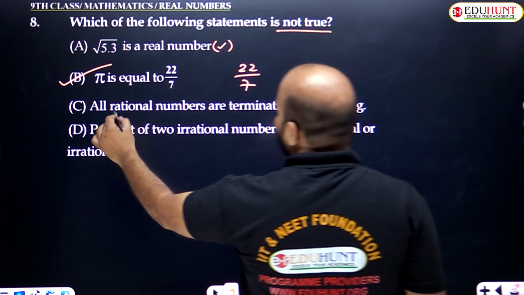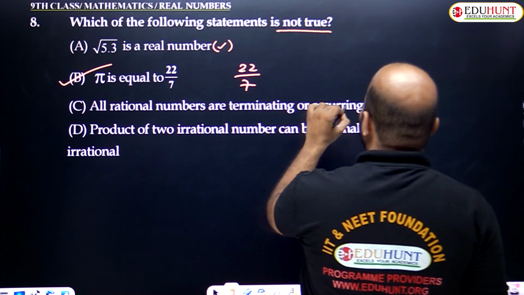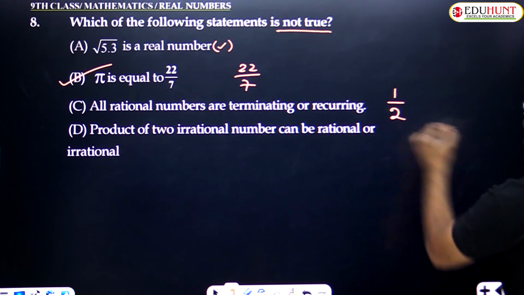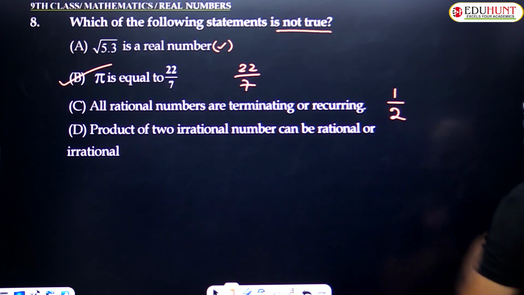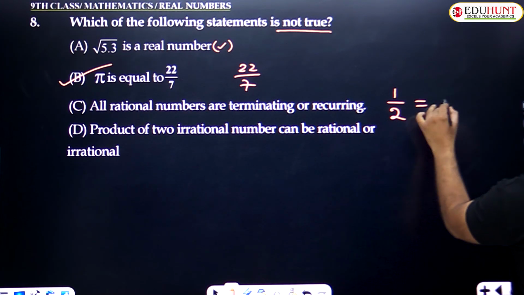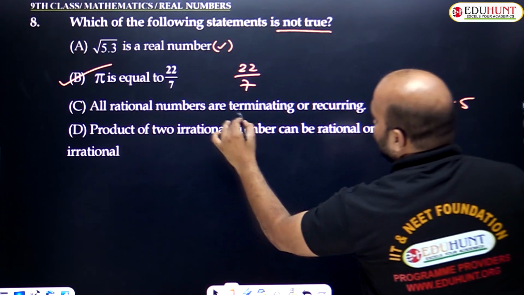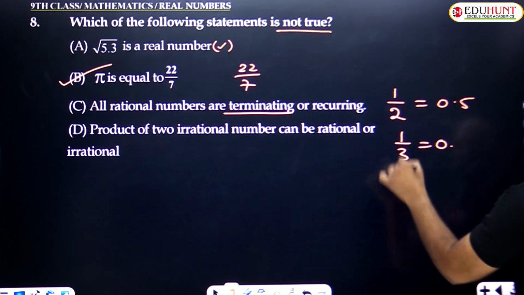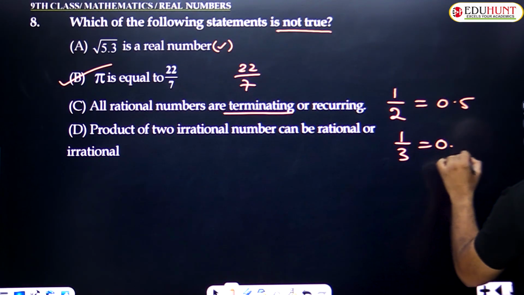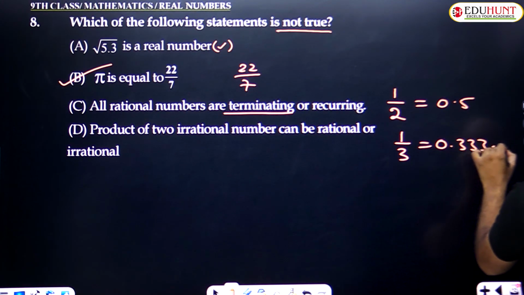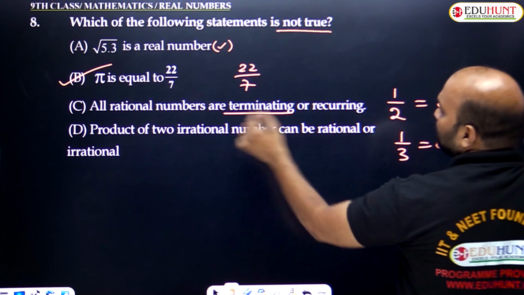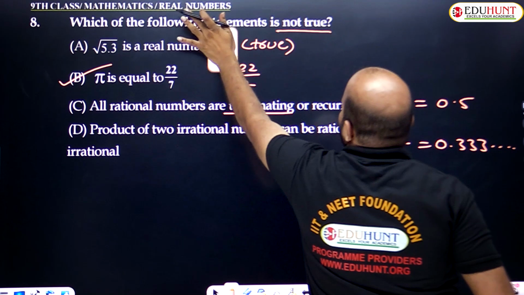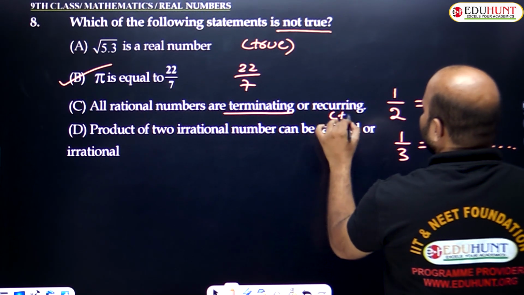What is option C? All rational numbers are terminating or recurring. For example, take 1 by 2. This is a rational number because it can be expressed in p by q form. It is 0.5, which is terminating. If you take 1 by 3, this is also a rational number. It can be written as 0.333, which is recurring. So this is also a correct statement. It is also a true statement. The first one is true, the second one is also true.